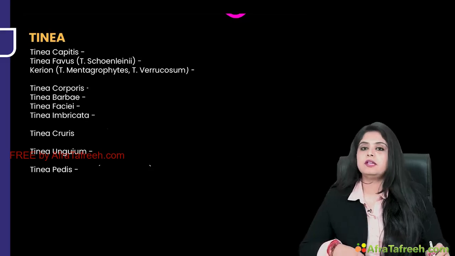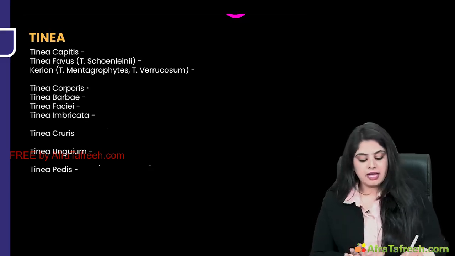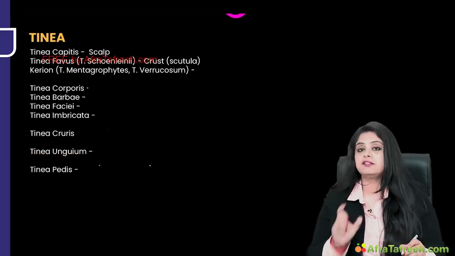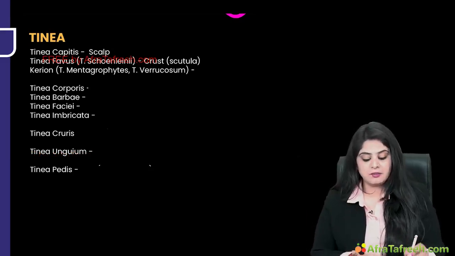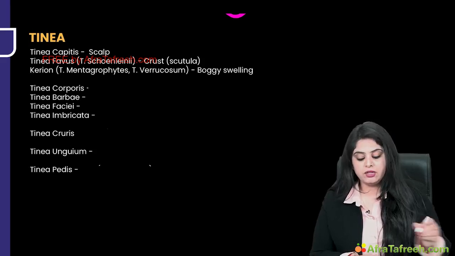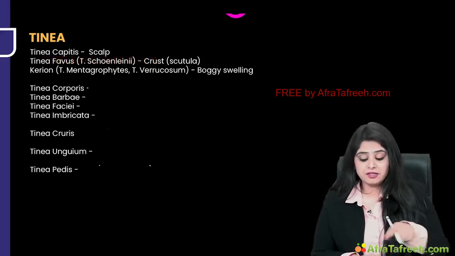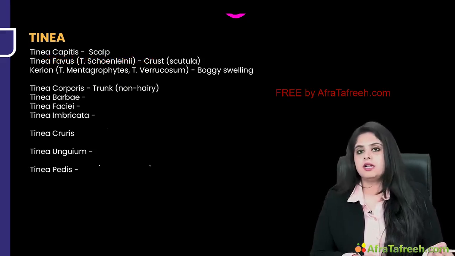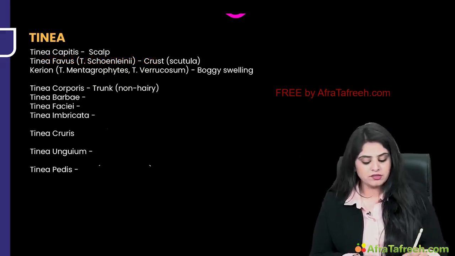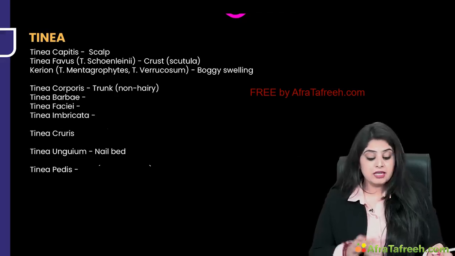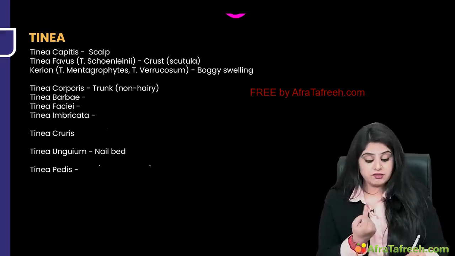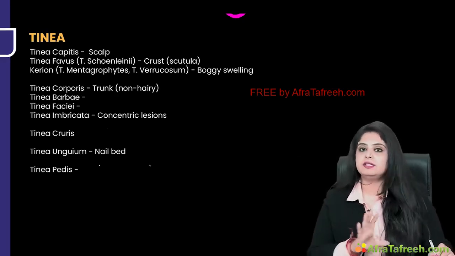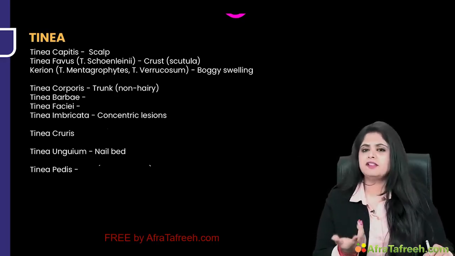So now when I come to the table, what have I studied? Tinea capitis was for scalp. Tinea favus, when that scalp gets crusted and forms a scutula. What is kerion? Kerion is something which is a boggy swelling. I've written some names also, which I'll come to. Now, what is corporis? Corporis means trunk. Up to here I have seen. And then what is the nail one? Nail is unguium. One more I had seen, imbricata. Imbricata is something to do with concentric. These photos I've seen. Others are self-explanatory.